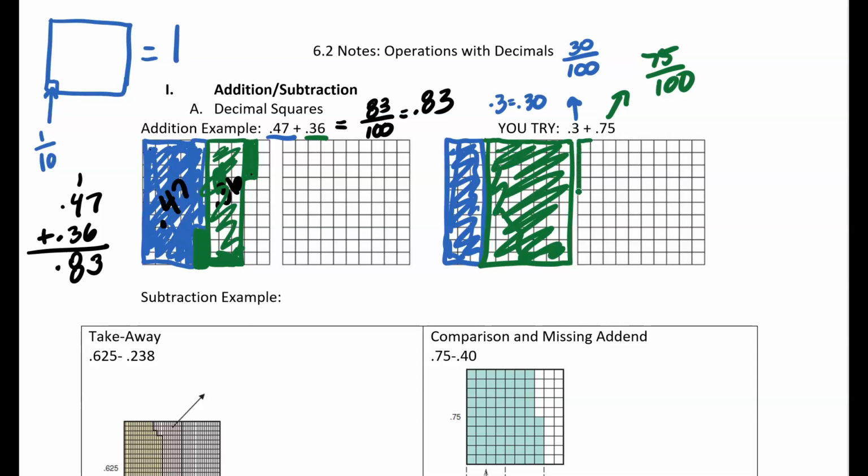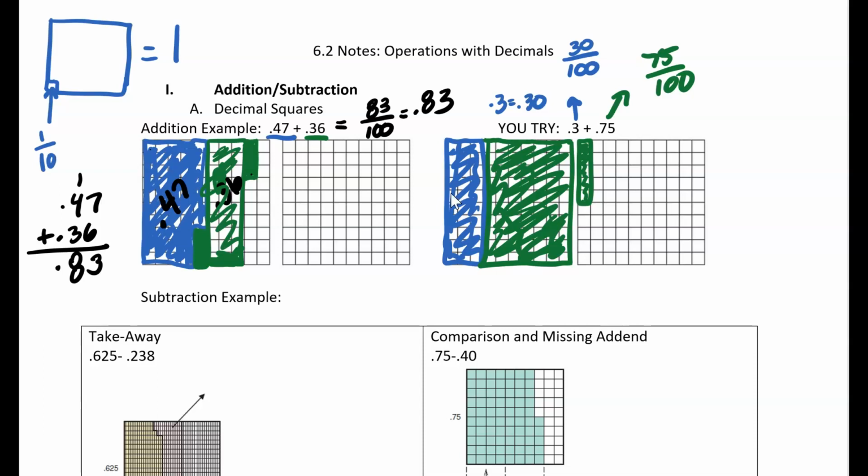So 1, 2, 3, 4, 5. So just like when we add decimals with the regular algorithm, sometimes we could end up having a number that's greater than 1 or greater than 2 at the end. So let's look and see how many squares we have altogether.